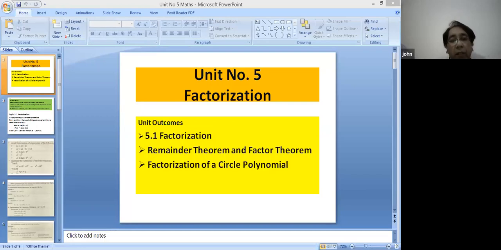In the previous lecture, the day before yesterday, we finished chapter number 4, and now we are going to start the next chapter, which is chapter number 5. In fact, the chapter is factorization. What outcomes will we deduce from this chapter? The first topic we will discuss is what is meant by factorization, then the remainder theorem and factor theorem, then factorization of a polynomial.